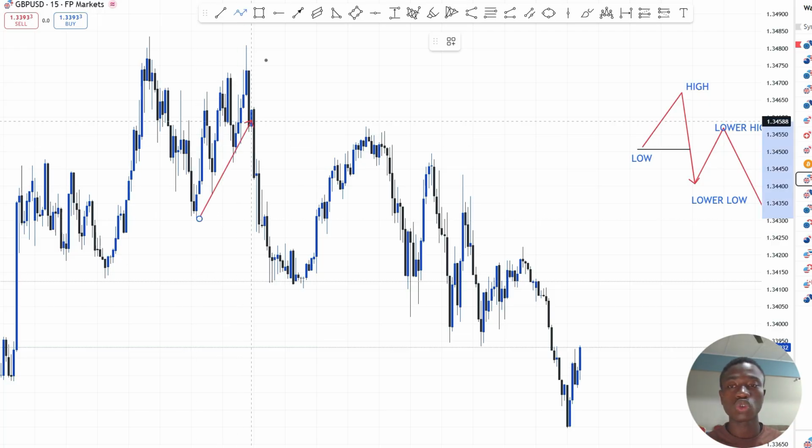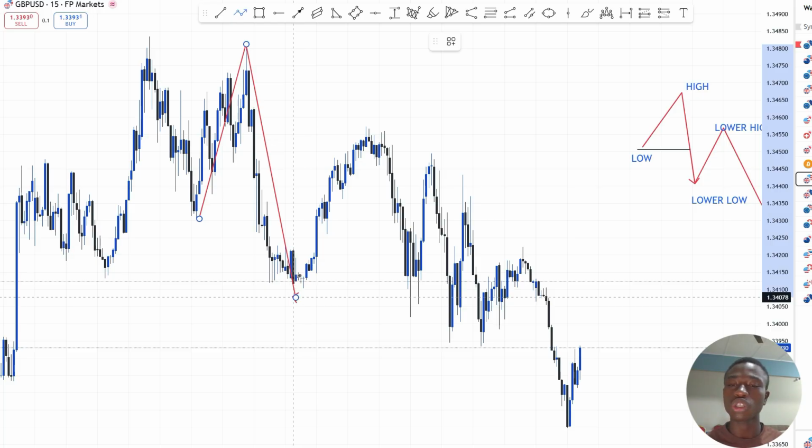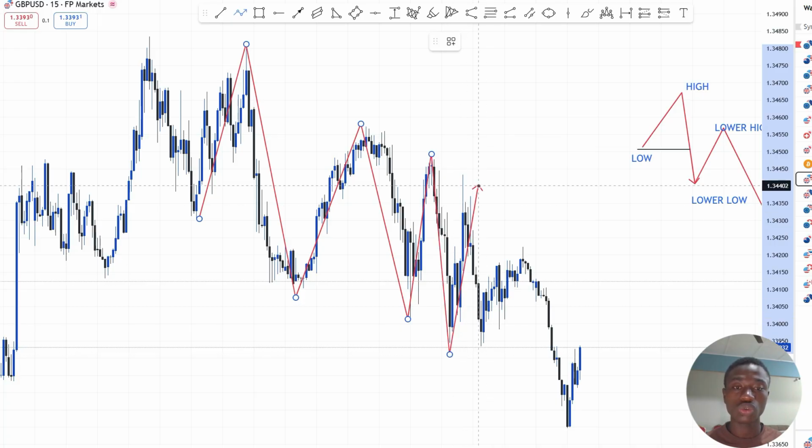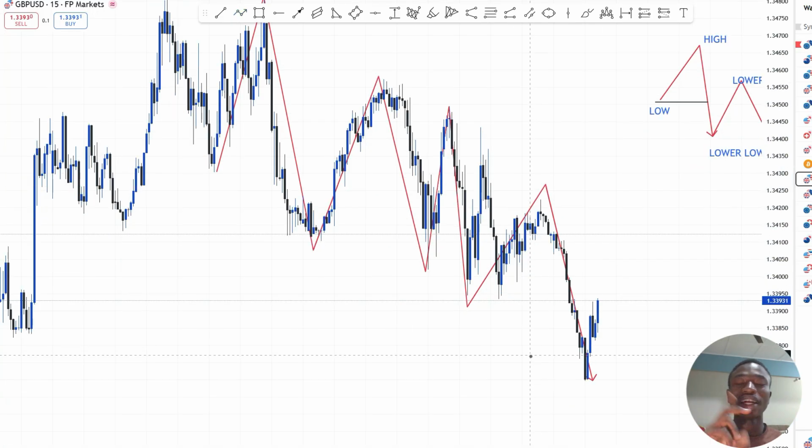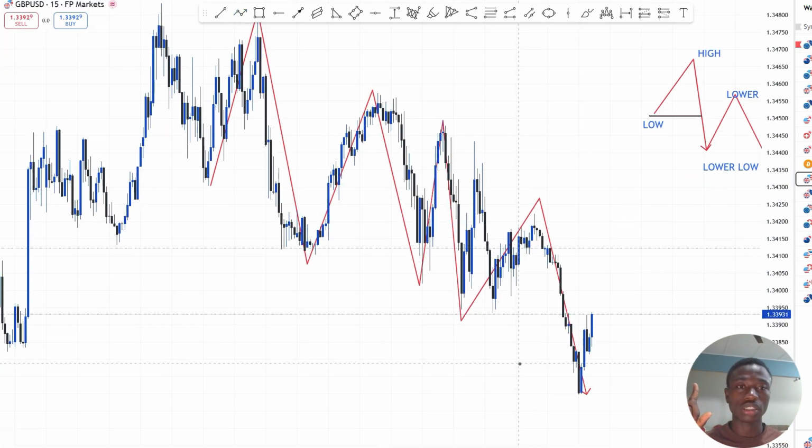This is a low, this is a high, this one is a lower low because it is lower than the previous low, so we are calling it a lower low. This is a high, but it is a lower high because it is lower than this high. Then we go again, a lower low, a lower high, a lower low, a lower high, and then a lower low. Right, is this okay? Now we are done with identifying the structure of the market.